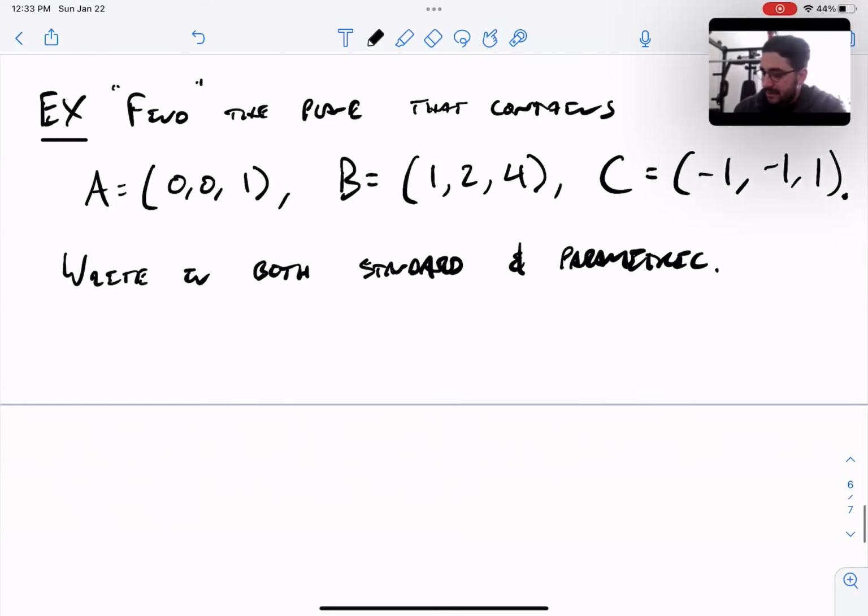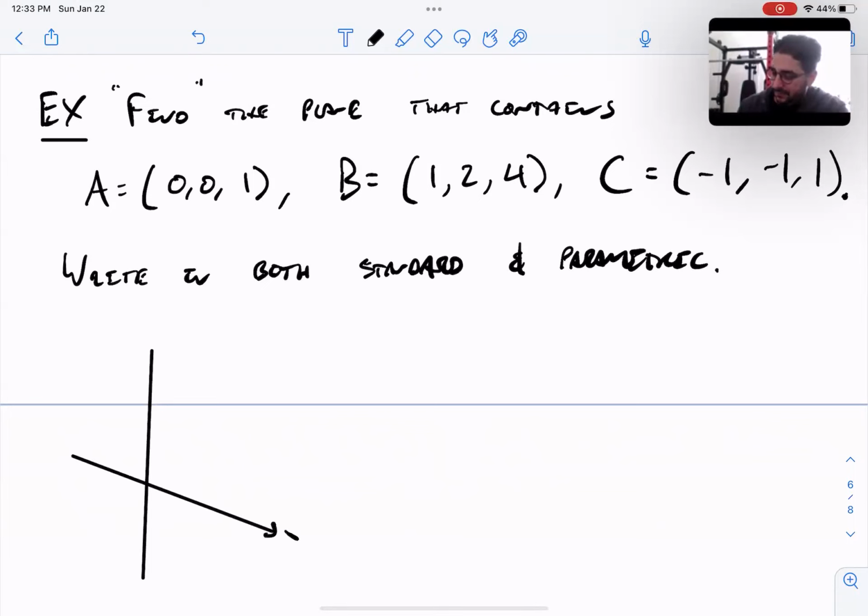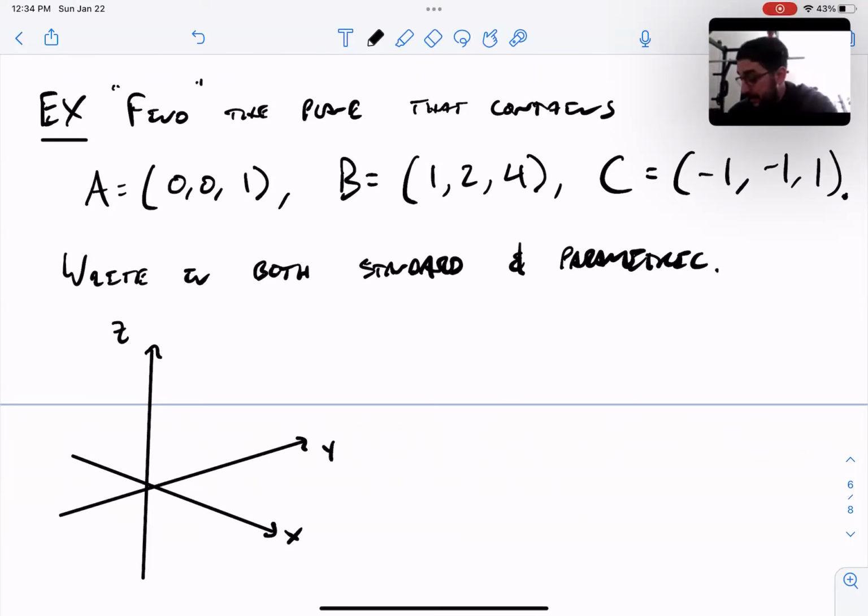Okay. There's our axes. So I have 0, 0, 1. There's point A. 1, 2, 4. So B is up here. And then C is -1, -1, 1.